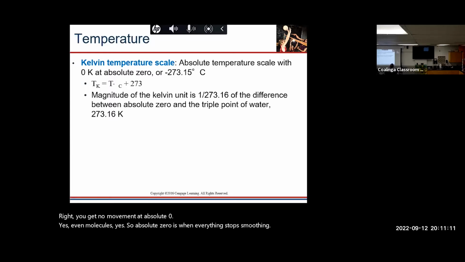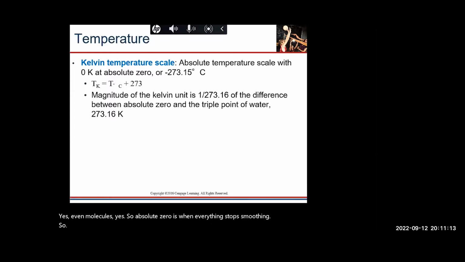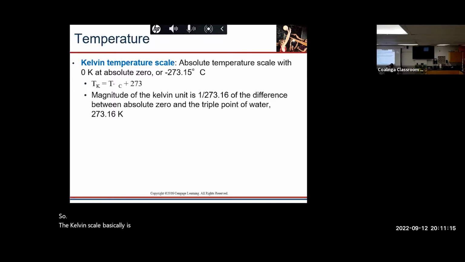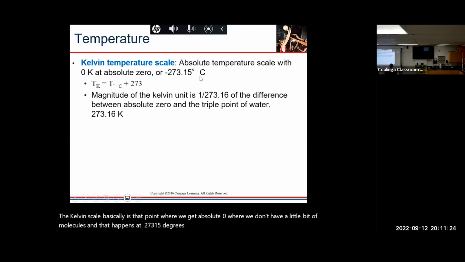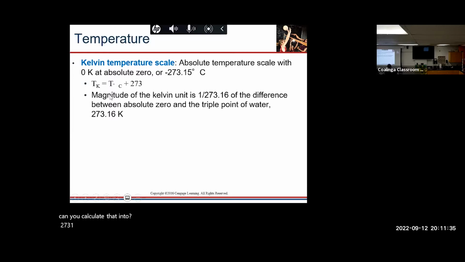Okay, so the Kelvin scale basically is that point where we get absolute zero, where we don't have movement of molecules. And that happens at negative 273.15 degrees Celsius. So what I'd like you guys to do is calculate that into Fahrenheit. Negative 273.15 degrees Celsius. Can you change that to Fahrenheit, using the equation on the last page?